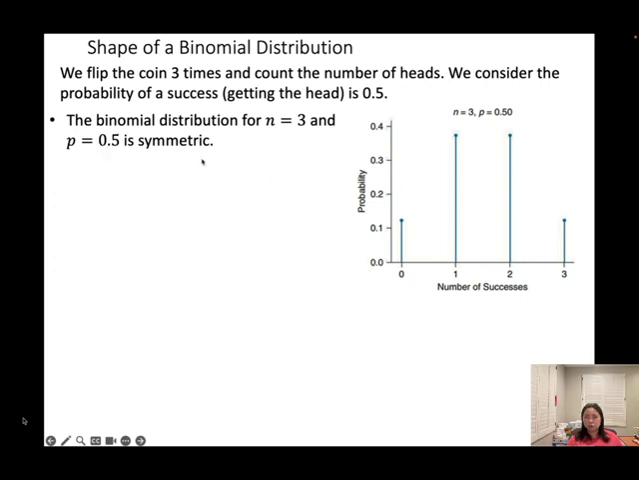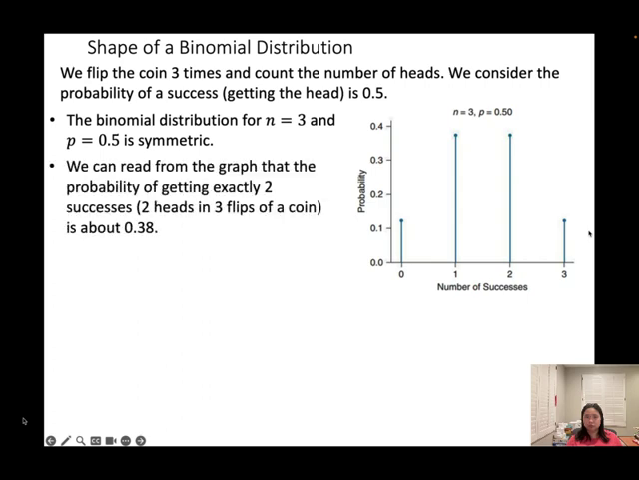And then the picture is going to be symmetric. Okay, imagine like I join these points together. That's a normal distribution. And this is going to be symmetric. And then we can read from the graph that the probability of getting exactly 2 successes here, getting 2 heads in 3 flips of a coin, is about 0.38. Okay, 0.38 here.